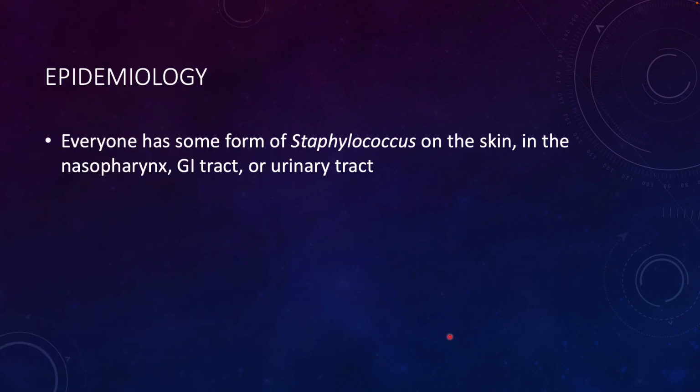Now, in terms of epidemiology, everybody has some form of Staphylococcus on their skin. Usually that's going to be like Staphylococcus epidermidis. In your nasopharynx, which is most often going to be, again, Staph epidermidis or maybe even Staph aureus, your GI tract or your urinary tract. And so for that reason, because people are generally covered with Staph aureus anyway, we often see these as endogenous infections. You make yourself sick because you already have this bacteria on you. And we also commonly see it as a nosocomial infection. So when I use this term nosocomial infection, I mean a hospital-acquired infection.